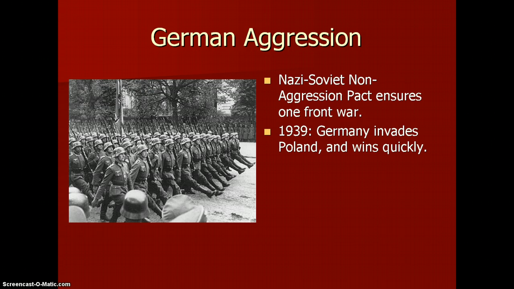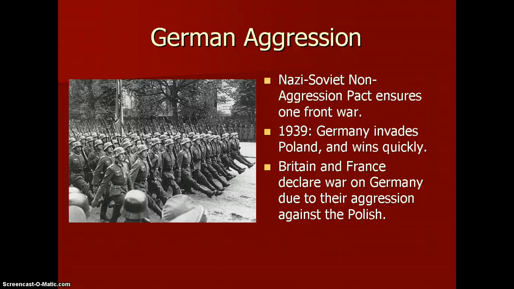In 1939, Germany invaded Poland and won the war quickly via the Blitzkrieg tactic of a swift and brutal attack. This put Poland in German hands and gave the easternmost parts to the Soviets. Shortly after this aggression, Britain and France declared war on the Germans, leading to the outbreak of World War II.